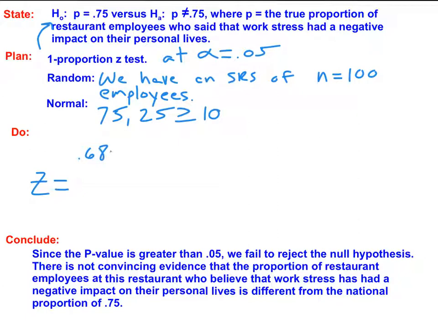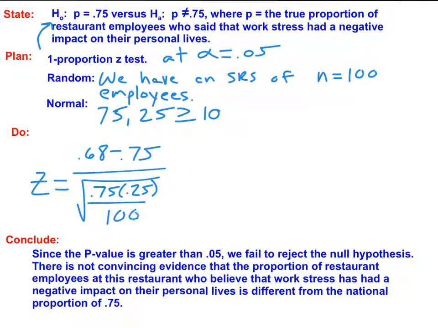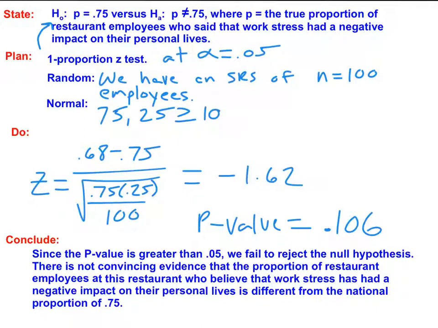P hat was 0.68. P was 0.75. That number down at the bottom will tell us how repeated samples of 100 would vary. We get negative 1.62. That's obviously coming from our calculator. And the P-value is 0.106. P-value is greater. We fail to reject H0.